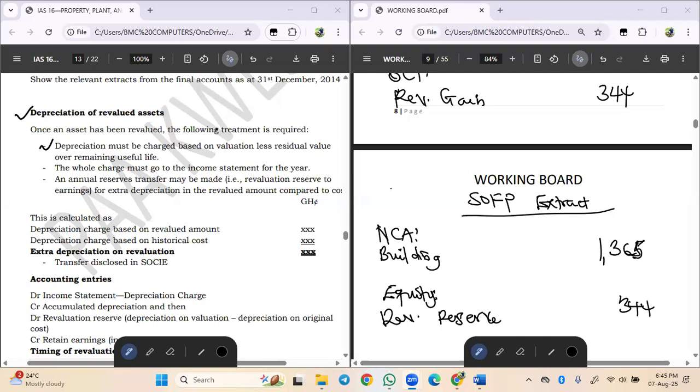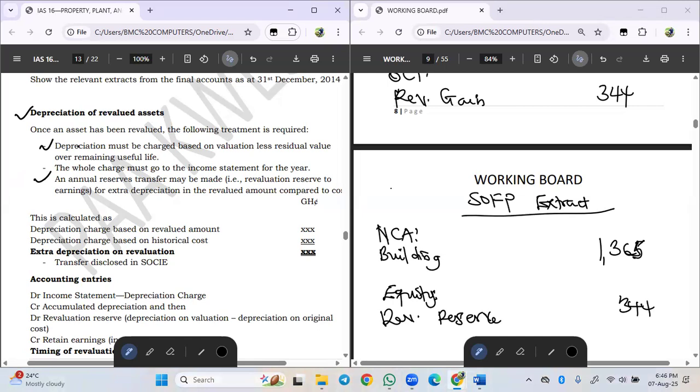So you come to the timing of revaluation. We'll talk more about that one. So I'll leave the second point. Now, the third one is talking about annual reserves transfer. So the other day, I explained what revaluation reserve is and also the treatment of the revaluation differences.